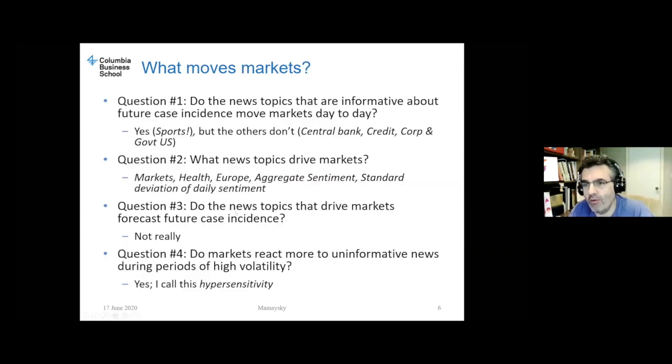So with that, you can now ask, what are the contemporaneous drivers of markets? When you see markets sell off or go up on a given day, what is the driver? The first question here is, do news topics that are informative about future case incidents drive markets day to day? And the answer is yes, for some. Surprisingly, sports. Sports happens to be highly informative about the progression of case counts and also contemporaneously related to market activity for some reason. But the other news series that are informative about future case incidents are not that contemporaneously correlated with market moves.